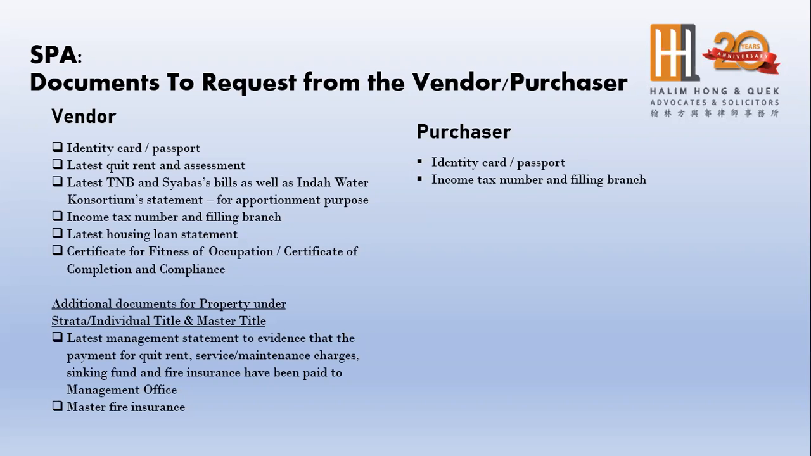Income tax number and filing branch, because for the RPGT form we have to file at the vendor's branch. For the income tax number, there's a link you can use to check their number, and for the filing branch, if the client doesn't give it to you, you have to call. There's a number you can call to obtain the branch.